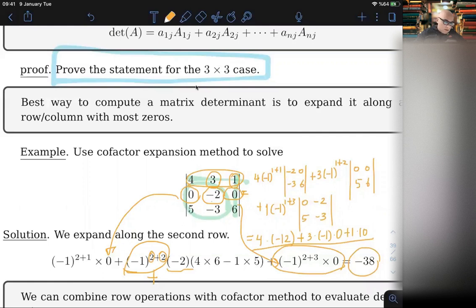And then what I do is, let me clear all this garbage here. I delete these rows and column, and then I get this matrix 4, 6, 1, 5. So its determinant is 4 times 6 minus 1 times 5. And I get the exact result. So I check that expansion along the first row and the second row gives the same result. Okay, let me stop here for your questions.